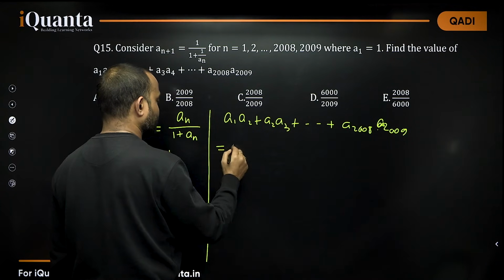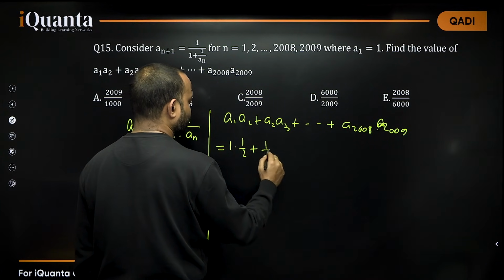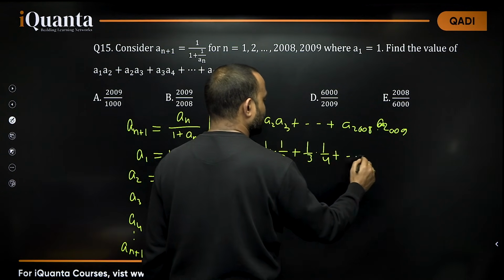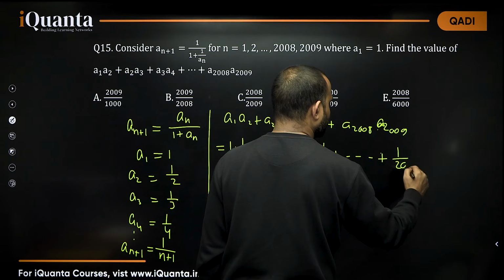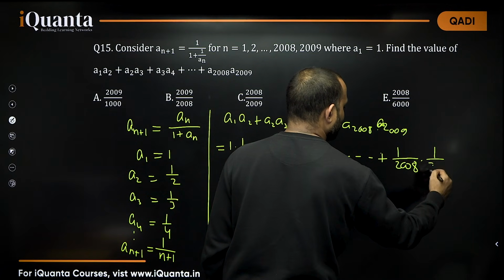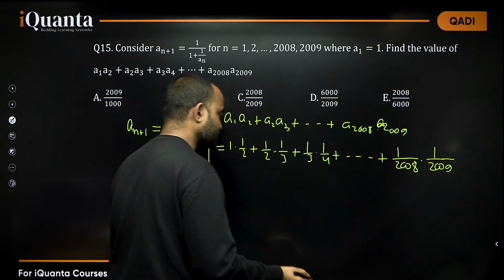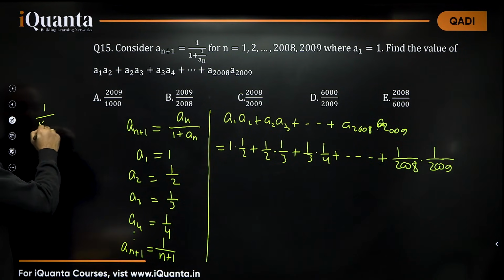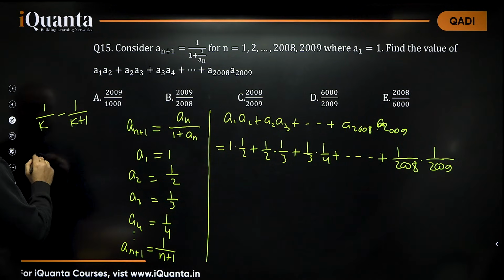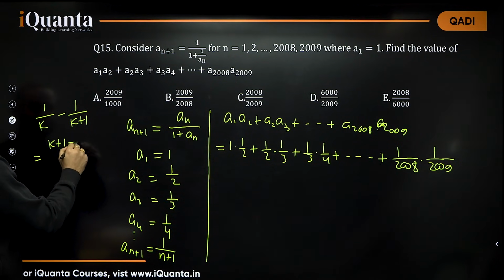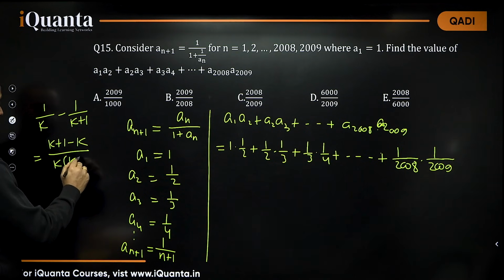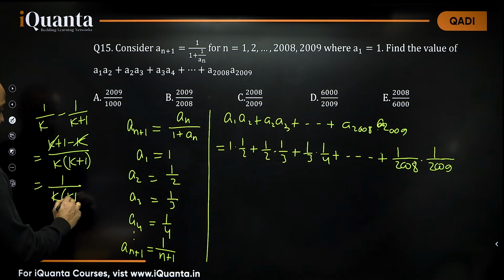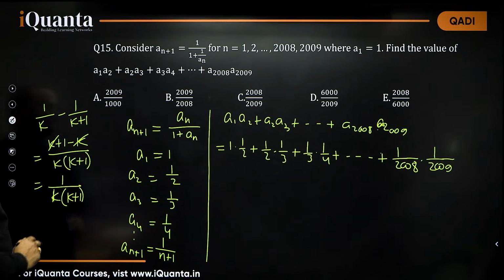So basically we need to find 1 into 1 by 2 plus 1 by 2 into 1 by 3 plus 1 by 3 into 1 by 4 and so on till 1 by 2008 into 1 by 2009. So this is also a very interesting thing. See, whenever you have 1 by k minus 1 by k plus 1, this is equal to k plus 1 minus k upon k into k plus 1, which is eventually 1 upon k into k plus 1. So this can be written as this, right?